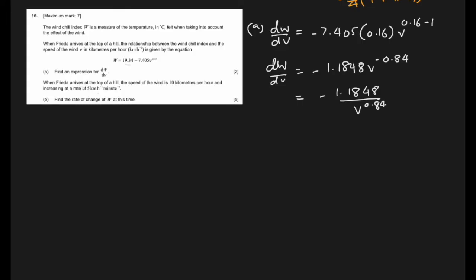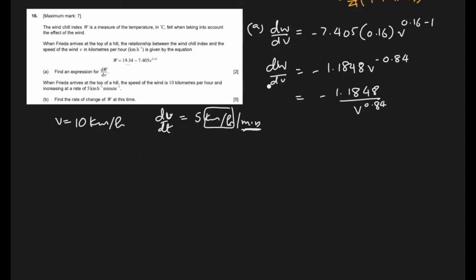Okay, when Fredo arrives at the top of a hill, the speed of the wind V is 10 kilometers per hour and increasing at the rate of dV over dt. The velocity of the wind is increasing at 5 kilometers per hour per minute. Every minute it is increasing this way. Find the rate of change of W at this time. Okay, so it's per minute. This kilometer per hour is 1 unit, so don't bother about this hour and this minute. This is separate, this is separate.